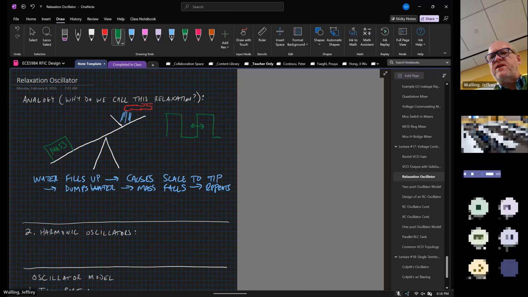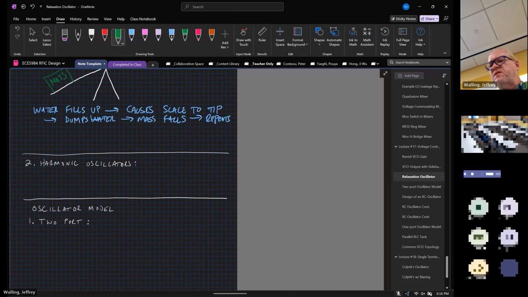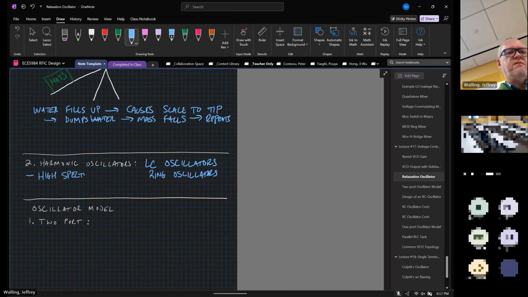Okay, now our next type of oscillator, and really the one that we're going to spend the most amount of time talking about, is our harmonic oscillator. These you might see called LC oscillators. It's one type. We also have ring oscillators that would show up here. Now, relative to the relaxation oscillators, these have high spectral purity, so less harmonic content, and they have good phase noise.